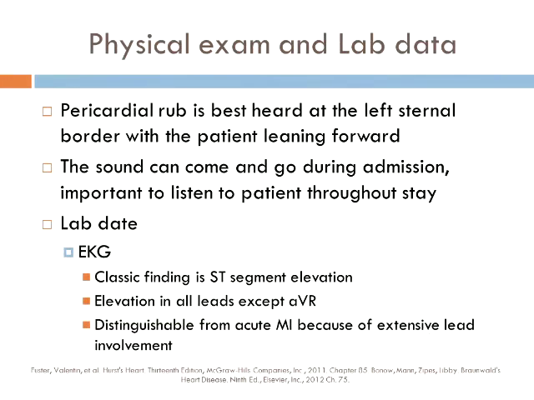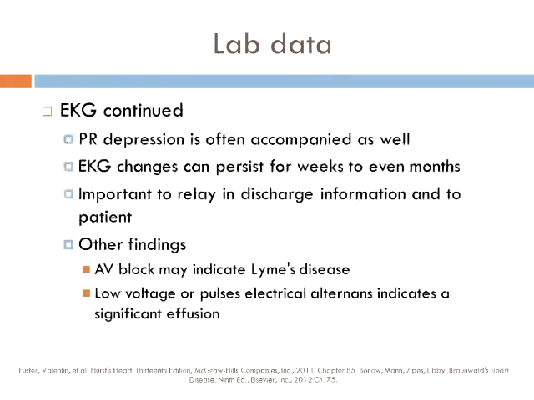During their workup, important things to check: EKG, classic findings are ST elevation. It's a diffuse ST elevation. It should be in all leads. They mentioned you probably won't see it in aVR. And it should be distinguishable from acute MI because it's in diffuse leads. It shouldn't be in just contiguous leads, which would lead you more to the diagnosis of an acute MI. PR depression is often accompanied as well. And these EKG changes can persist for weeks to months.